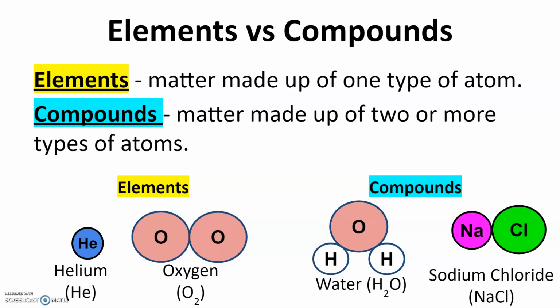Examples of compounds, on the other hand, would be water, H2O, and sodium chloride, NaCl. Sodium chloride is also known as table salt, the salt that you put on your French fries. So these are compounds because they're made up of different types of atoms. Water, for example, is made up of hydrogen and oxygen atoms, and sodium chloride is made up of sodium and chlorine atoms.